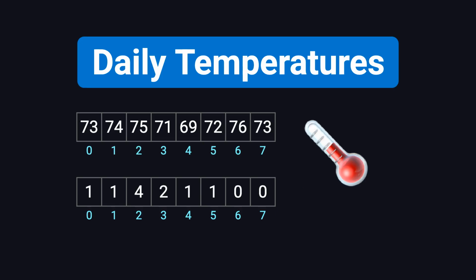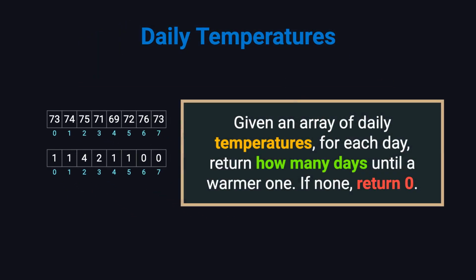In today's video, we're tackling a classic monotonic stack problem called daily temperatures, which is LeetCode number 739. The problem is pretty straightforward. You're given an array of daily temperatures, and for each day, you need to figure out how many days you have to wait until a warmer temperature shows up. If there's no warmer day ahead, you just return 0.